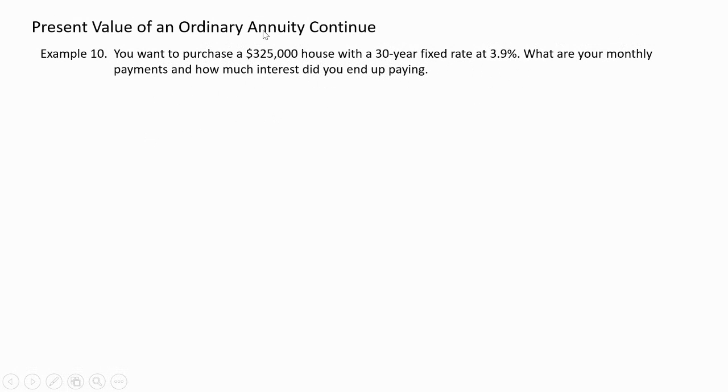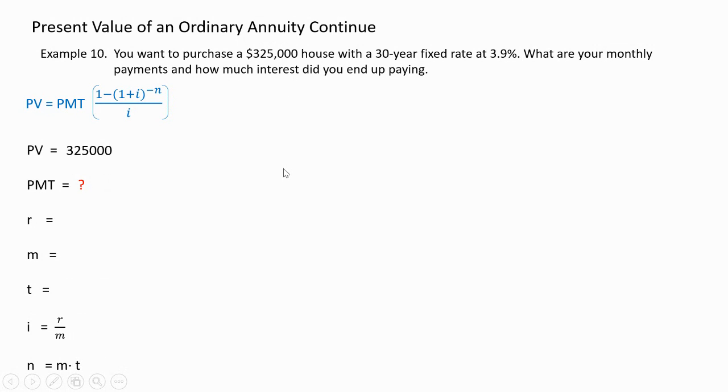So say the student wants to purchase this house with these certain conditions. Let's see if she can afford the monthly payments. So again, let's get out the info. We're looking for the payments, correct? So the present value, this is the amount that we're going to borrow from the bank.